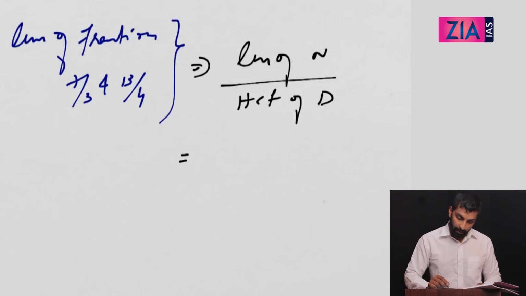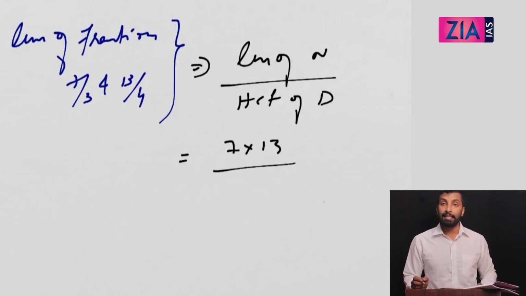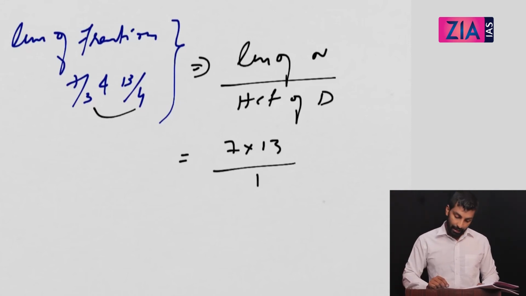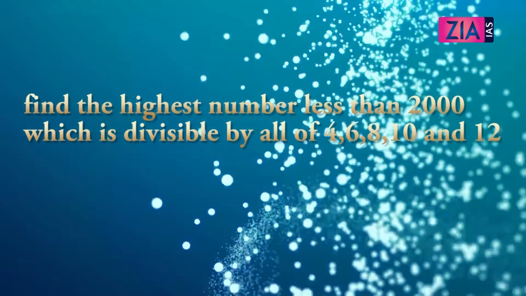Between them there is nothing common. So 7 into 13 divided by HCF of denominators 3 and 4. What is the common factor between them? That is 1. So that's your answer. 7 into 13, 91. So 91 is your answer.